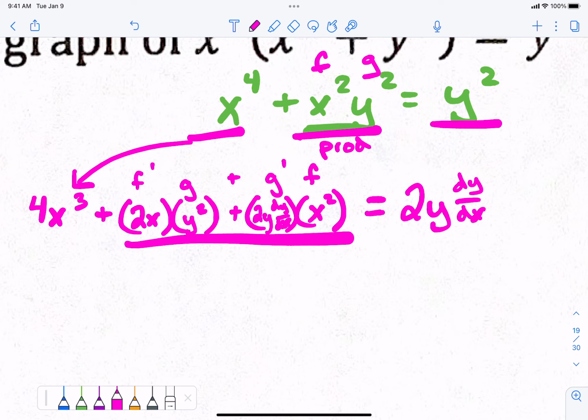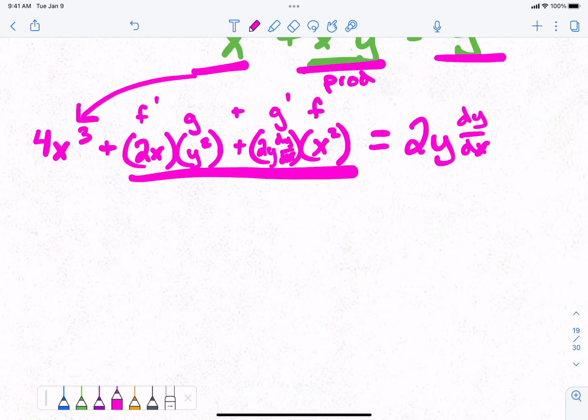x squared. All right. Now let's put all our stuff together. Yes, sir, question. Can we combine? Can we make it 2x squared y dy dx or not? Yes, that's the same thing. That's what I'm going to do right now. You're just moving. So 4x to the third, that's my first term. I'm just going to leave him like that.